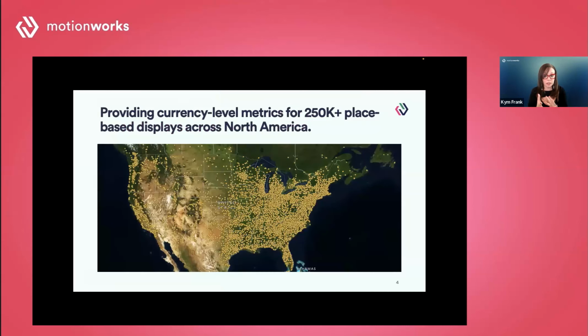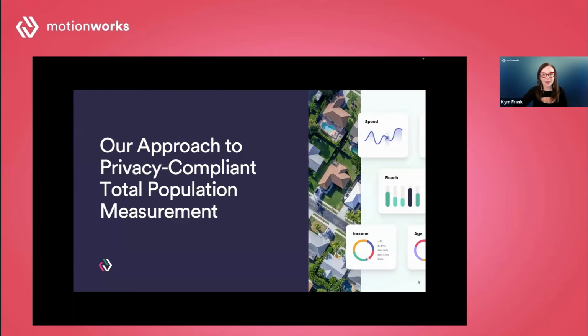In fact, we are currently involved in providing currency level metrics for more than 250,000 place-based displays across North America. Not only do we measure displays that have already been installed, we're helping out-of-home operators identify ideal locations for future installs. So where should they put their next signage location, whether they're inside of a transit hub, a restaurant, a movie theater, or on the side of a highway. We rolled our solutions out into Canada earlier this year. We are building out our full suite of solutions there before we integrate across the rest of the world. So we have an international play at hand, but right now focuses on the US.